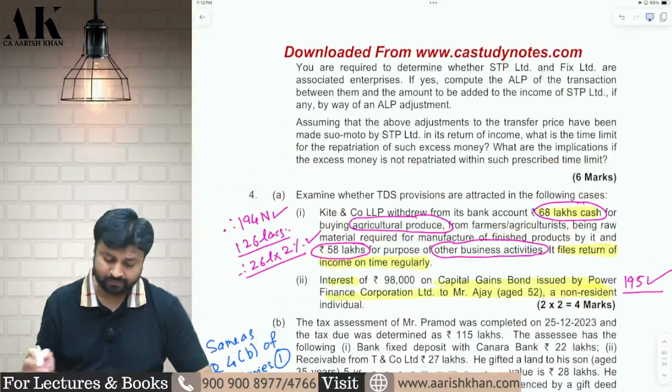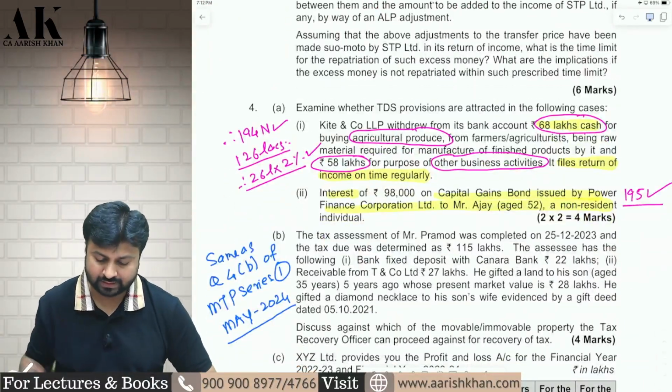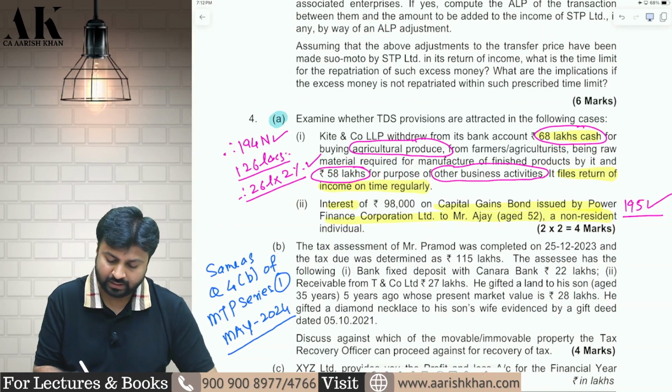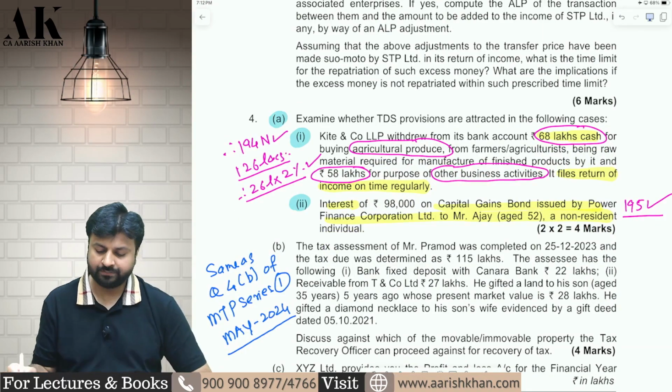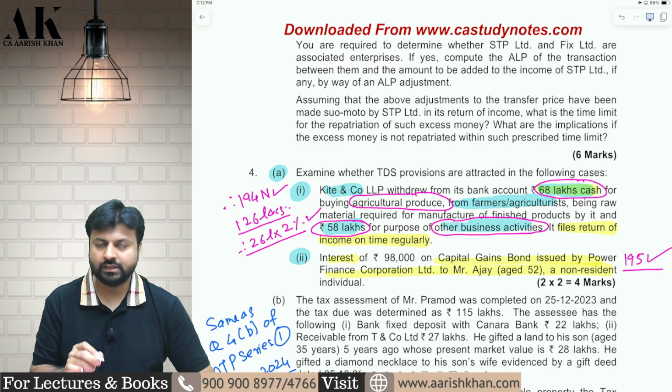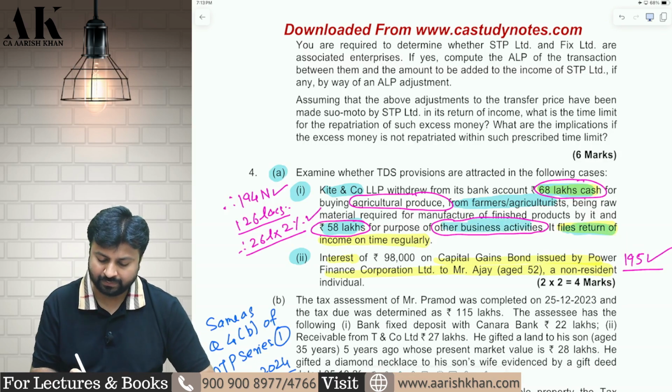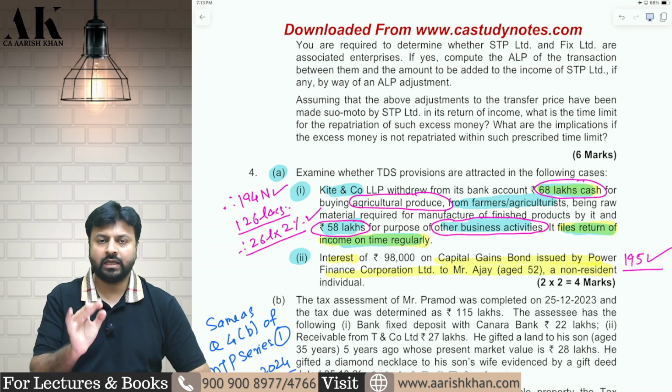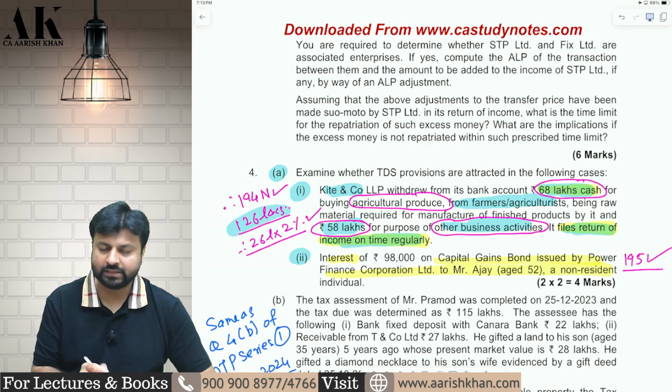Now the next question is not repetitive, so I will just discuss with you all question number 4A subpart 1 and subpart 2. Now the first question over here is Kite LLP is withdrawing 68 lakh cash from the bank for buying some agricultural product from the farmers and 58 lakhs for the purpose of other business. Therefore, the total withdrawal by Kite LLP is 126 lakhs.